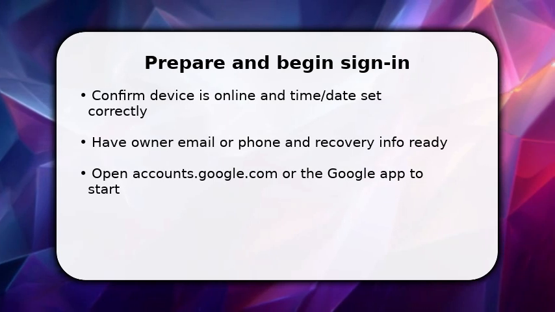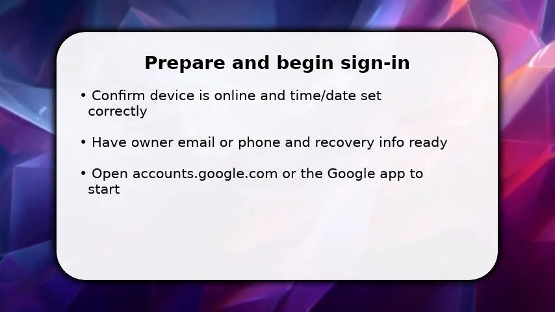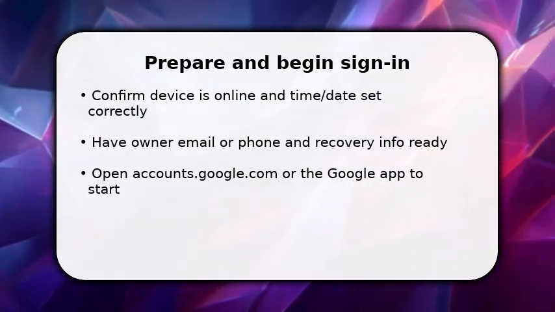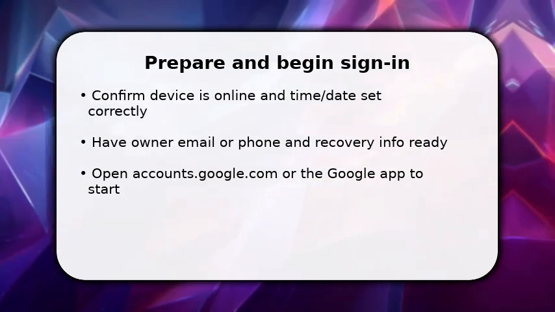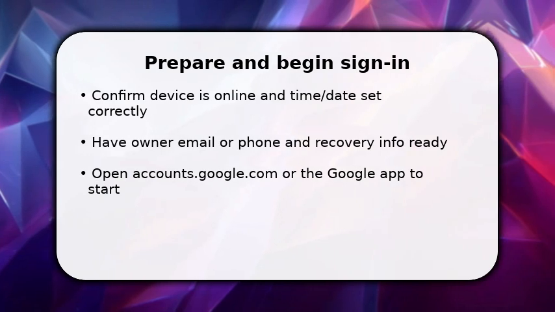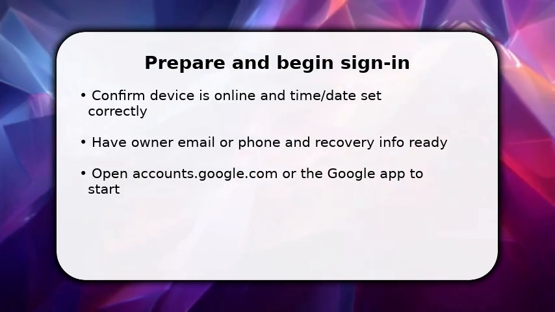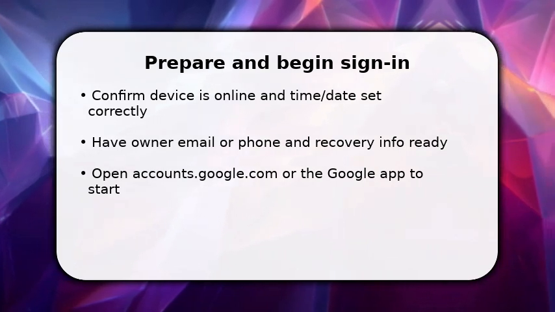You start now by making sure the device is connected and the clock is accurate. Google often blocks sign-ins with wrong time. Enter the owner's email or phone in the sign-in field and tap Next. If you foresee two-step verification, keep the owner's phone or backup codes accessible.